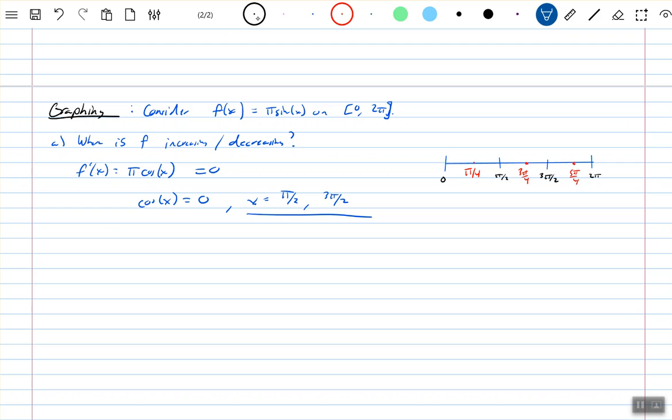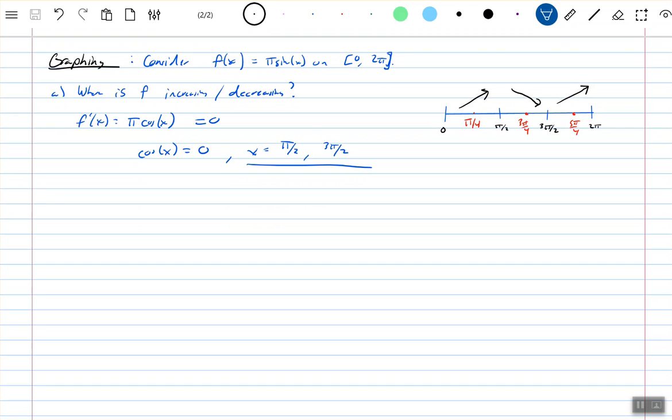And so when we test cosine on these values, i.e. we plug these values in, we get that cosine is positive on this interval. We get that it is negative on this interval. And then at 5 pi over 4, what do you know? We're back to positive. So that tells us on this interval right here, we're increasing. On this interval, we're increasing. On this interval, we are decreasing. So that's what we need to do.